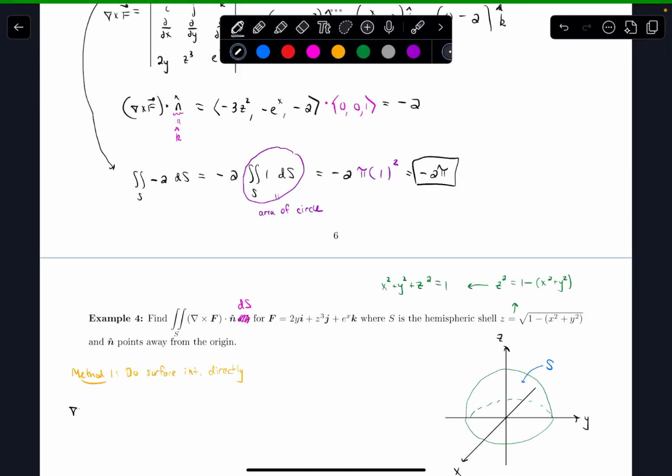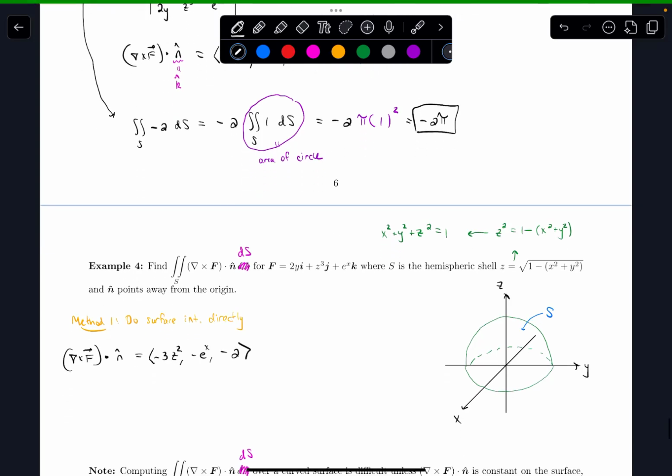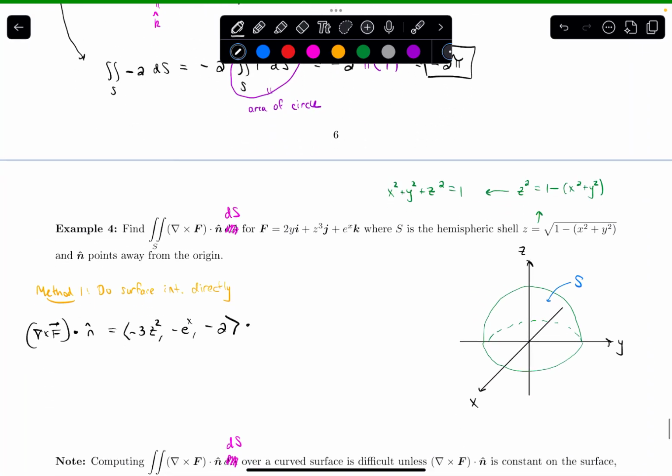So the curl of f, and I need to dot that with my normal vector, which we'll have to think about. But the curl of f is negative 3z squared, comma, negative e to the x, comma, negative 2. That's my curl of f. We have to dot that with the unit normal vector. We've seen how to get the unit normal vector to a sphere before.